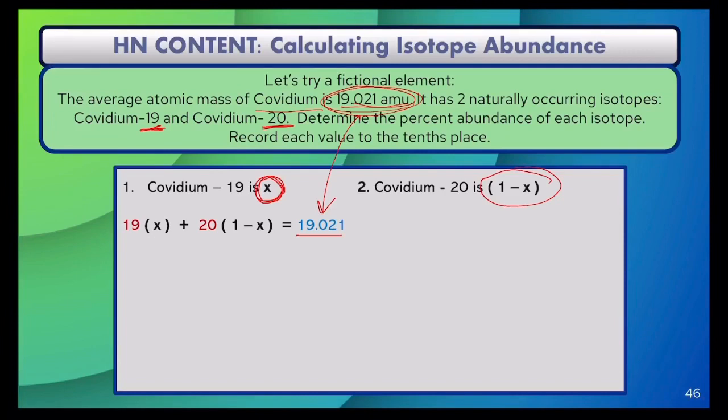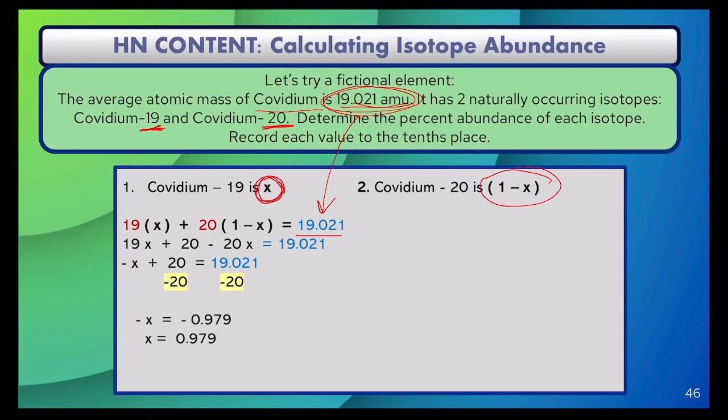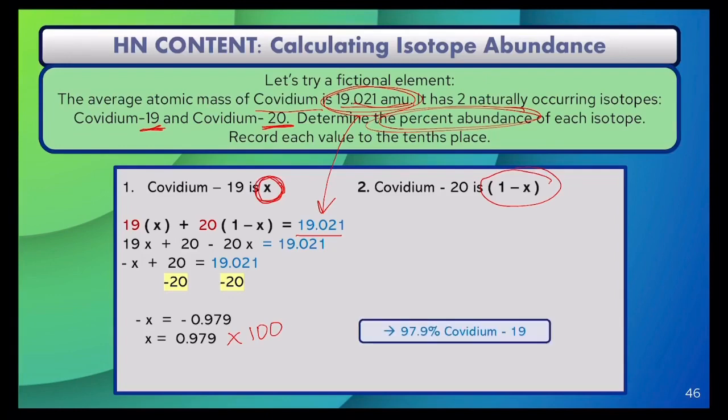So go ahead and distribute the 20. Now we're going to combine like terms, 19x minus 20x, and that'll give us negative x. Subtract 20 from both sides. And then we solve for x, and we get 0.979. So this is the fractional abundance. We're looking for the percent abundance. So remember to multiply this value by 100 to get the percent abundance. When we do that, we get 97.9% of covidium as covidium-19.